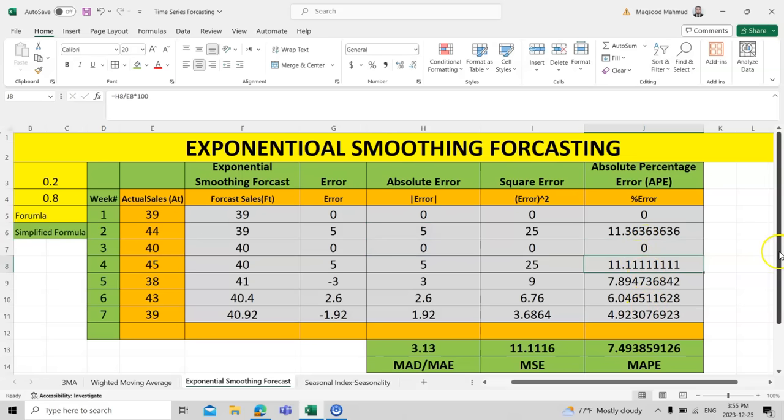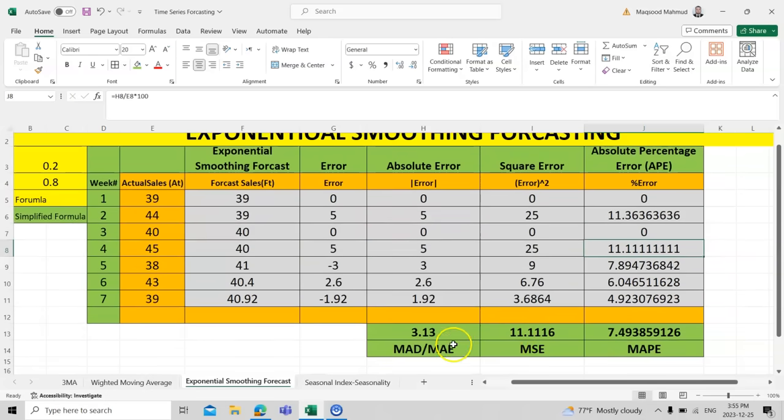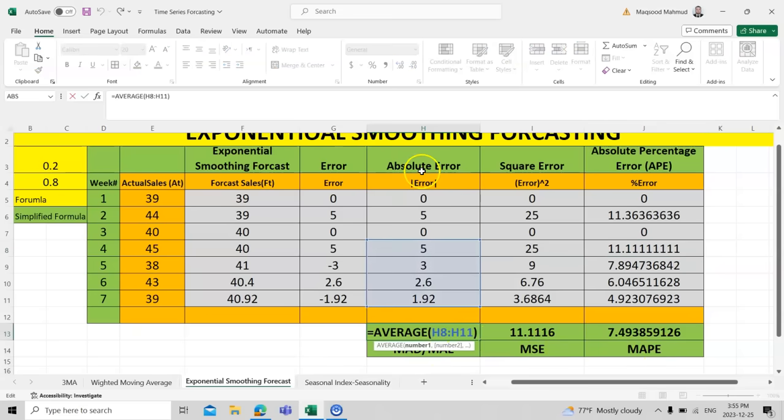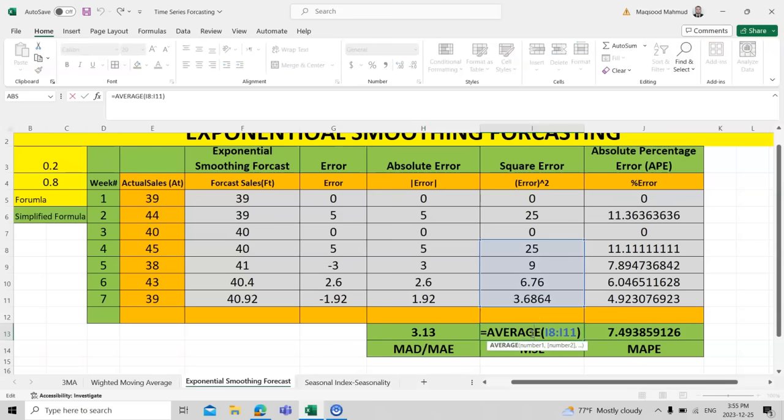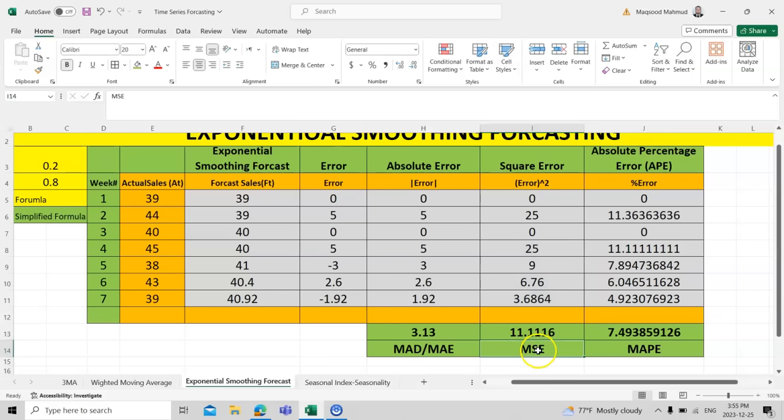Now the most important things we always desire are MAD or MAE, which are the same thing, MSE and MAPE. How can we find them? Just take the average of the absolute errors. That is your MAD, which means mean absolute deviation, or average error. Then we have MSE, the mean squared error. We have the squared errors, but not the mean, so we take the mean of all the values, and that is MSE.